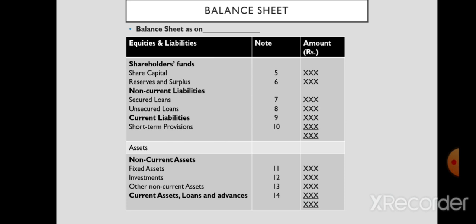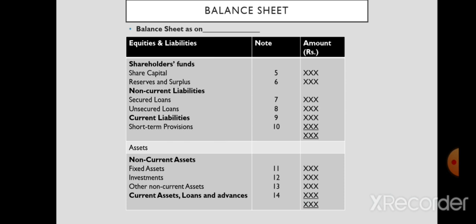Then we will deduct the depreciation charge during the year, and if there are any disposals of the fixed assets, they will be deducted. So we will get the net block. That is, the gross block minus the depreciation and disposals will give you the net block of fixed assets. That is how we will arrive at various fixed assets in the balance sheet under note 11.